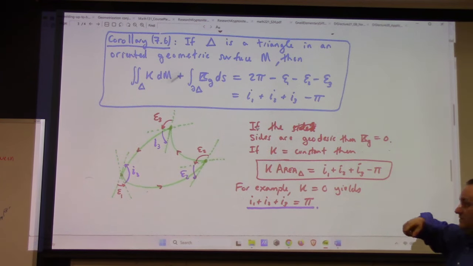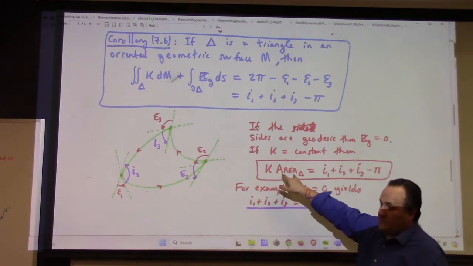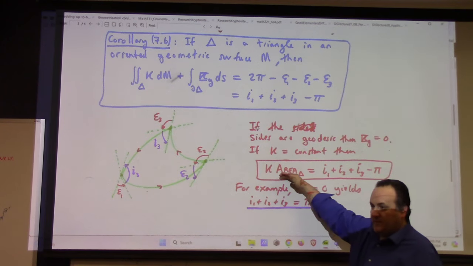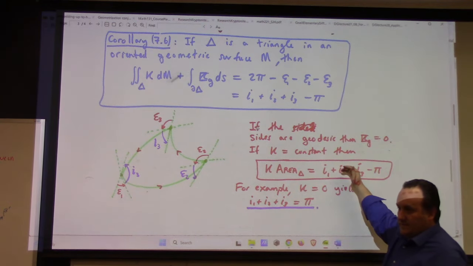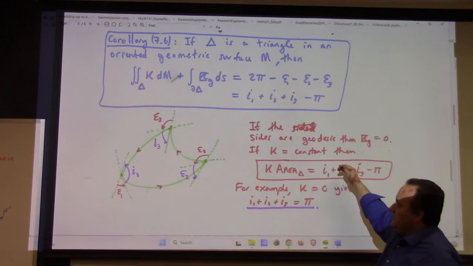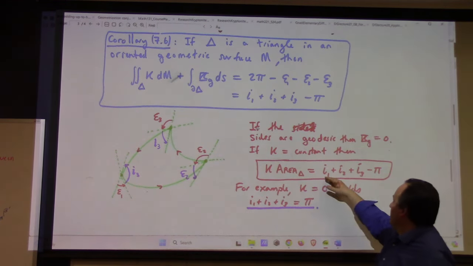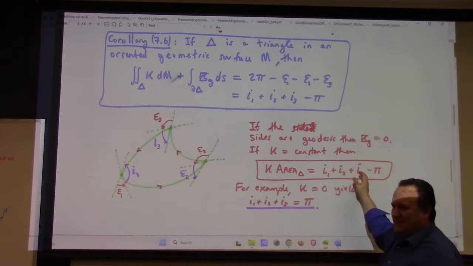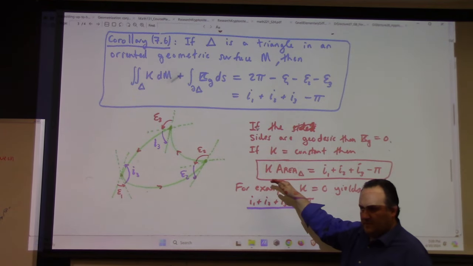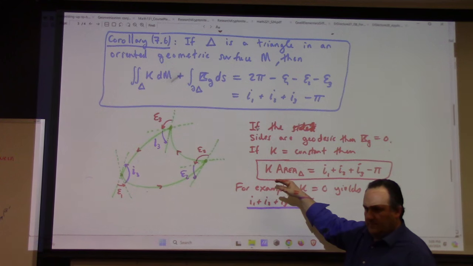So in the case that your curvature is 0, this reduces to Euclidean geometry. The sum of the interior angles is pi. But if you're in positive curvature, the sum of the interior angles minus pi is somehow related to the area of the triangle. That's really weird, right? But that's how it works.